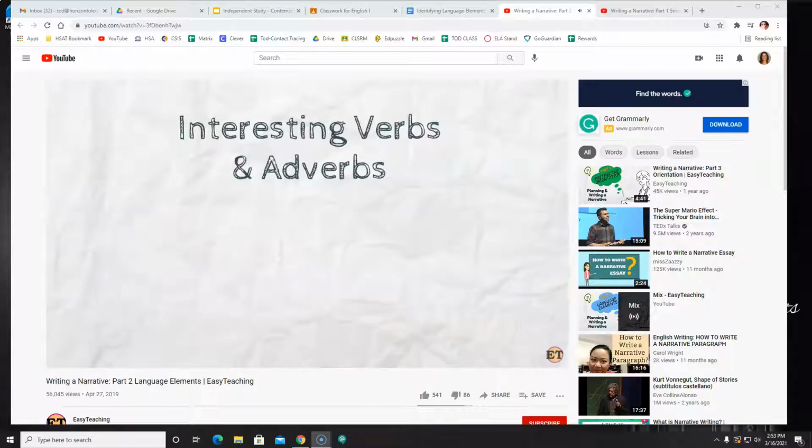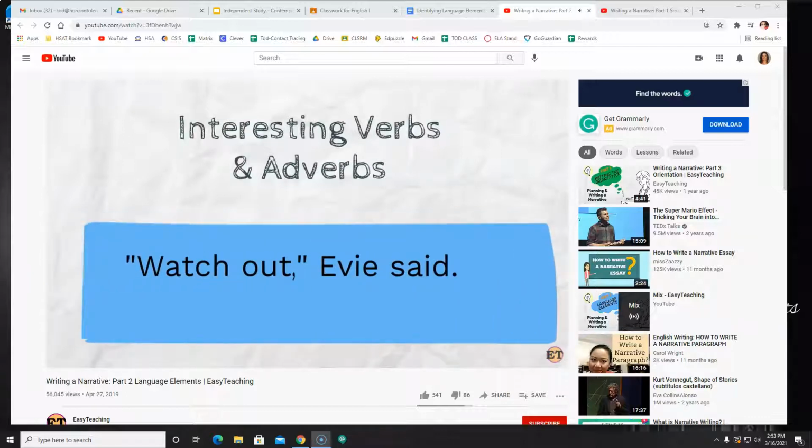Here's another example. Watch out, Evie said. What do you notice about the verb said? It doesn't give much detail, does it? What are some more descriptive verbs that could have been used? Shouted, whispered, laughed. Each of these adds a lot more detail to the sentence.